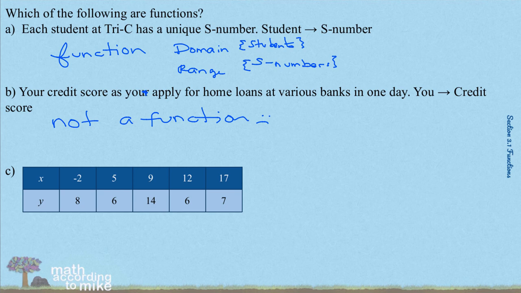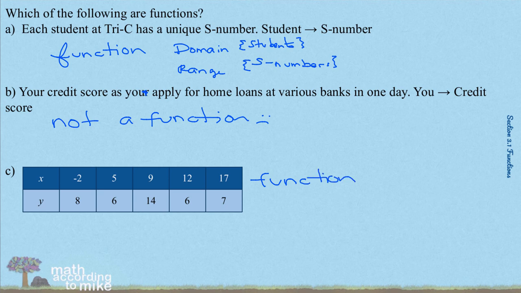In part C, we have the specific x values. -2 goes to 8, 5 goes to 6, 9 goes to 14, 12 goes to 6, and 17 goes to 7. So ask yourself, does every x value go to one and only one y value? And your answer should be yes. This is a function.